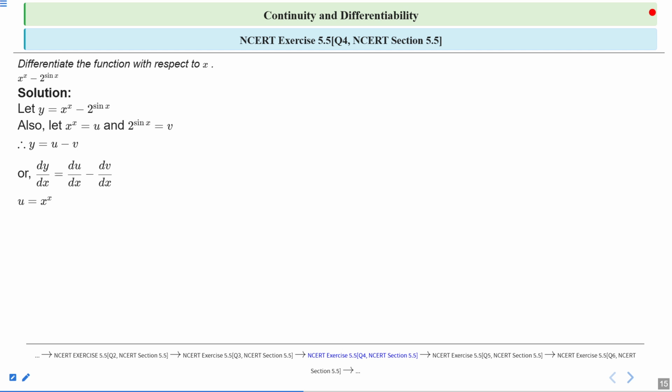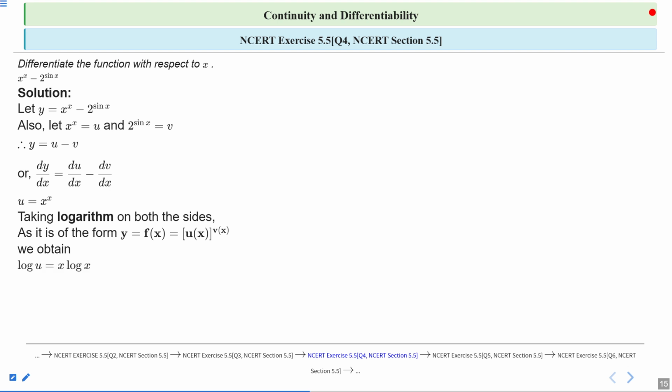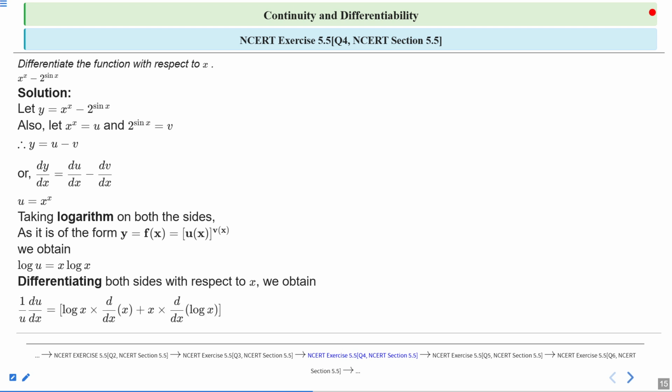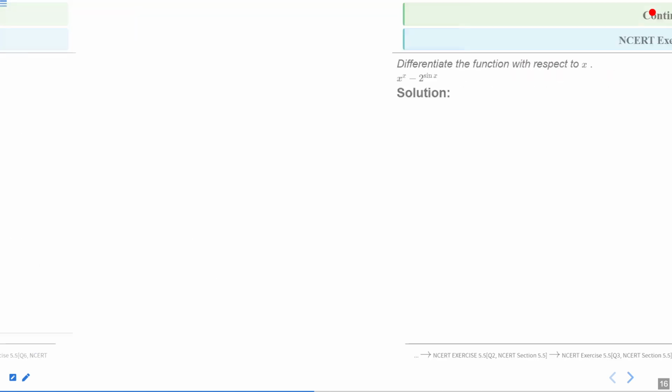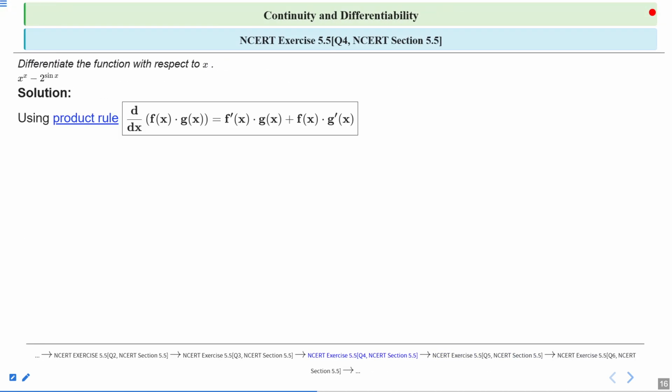Now, u is equal to x to the power x basically. So, taking logarithm on both the sides, because it is of the form y is equal to f(x) to the power g(x), that is u(x) to the power v(x), right? So, we obtain log u is equal to x log x, right? Differentiating both the sides with respect to x, we obtain 1 by u du by dx will be equal to log x into d upon dx of x plus x into d upon dx of log x, right? Clear? By using the product rule, we have done this, which is d upon dx of f(x) into g(x) is equal to f dash x into g(x) plus f(x) into g dash x, right?